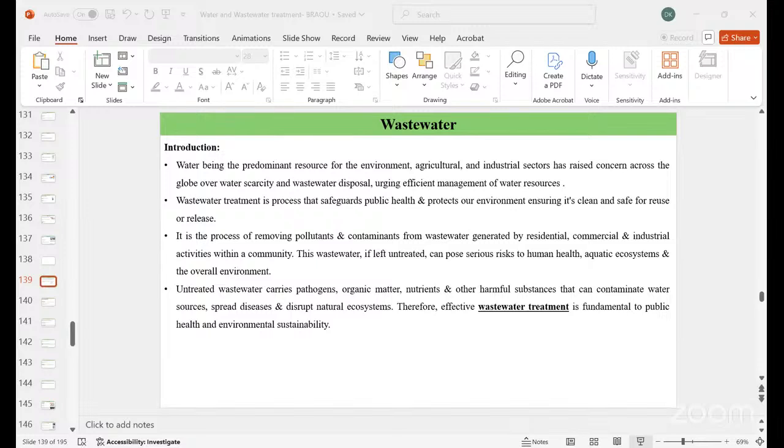Coming to turbidity, turbidity is the measurement of the cloudiness or haziness of the water due to the presence of suspended particles. The main measurement unit is the nephelometric turbidity unit, that is NTU. So turbidity is measured in NTU units by using a turbidimeter.